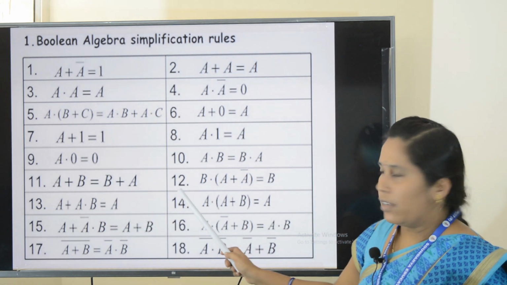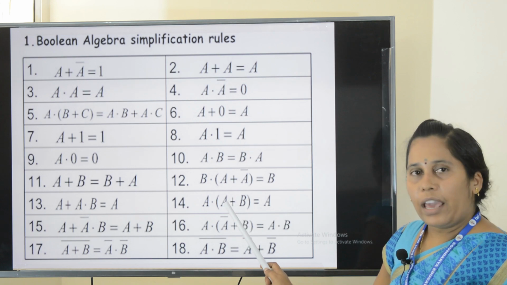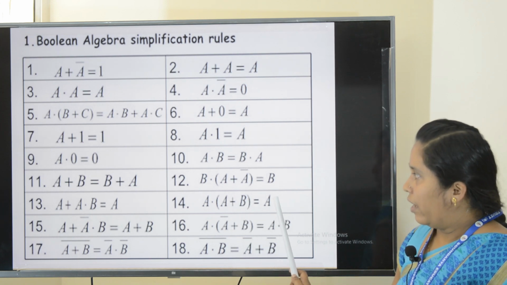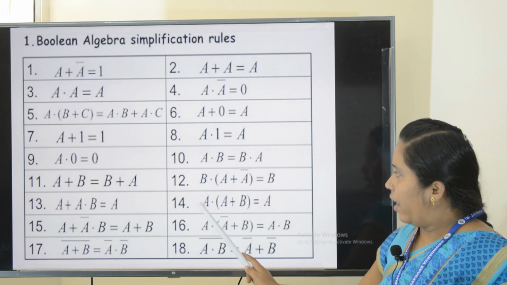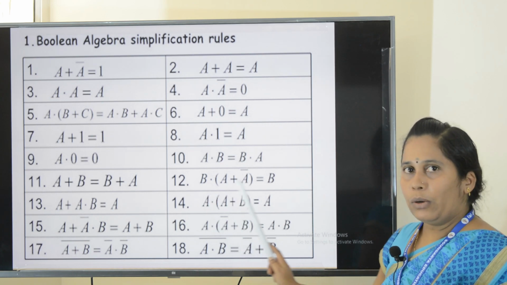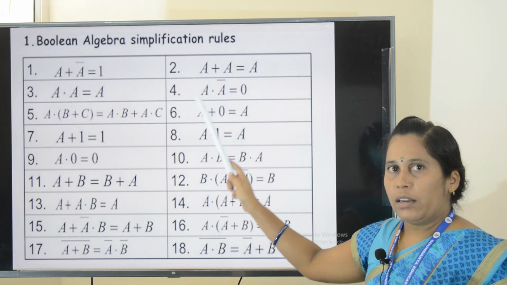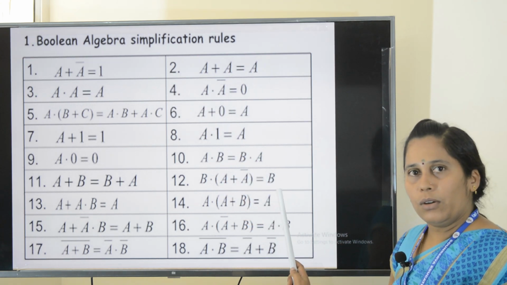The next one is A into (A plus B) is equal to A. Here multiply A with A and B. A into A plus A into B. Apply the rules here and that is equal to A.